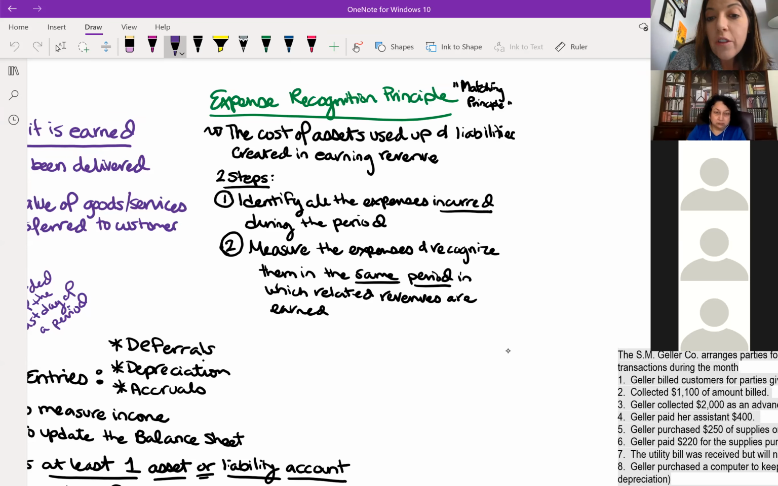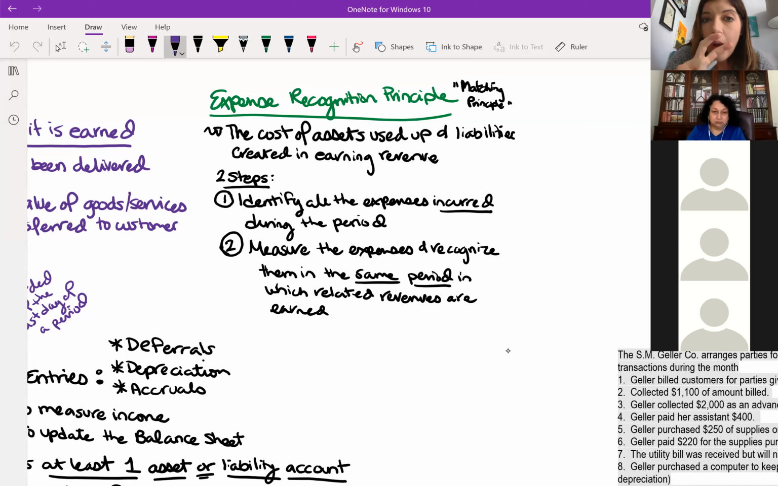And we're going to measure the expenses. So figure out how much was incurred during that period of time. A month, it could be a quarter, it could be a year that we're talking about. And recognize them in the same period in which the related revenues are earned. That's where you get the matching principle.